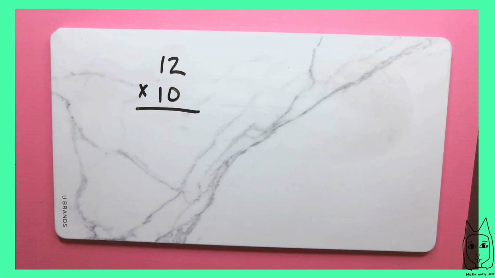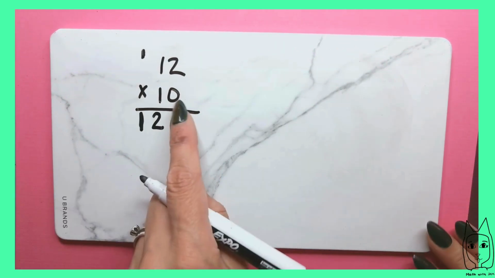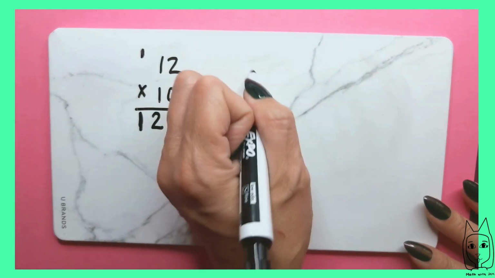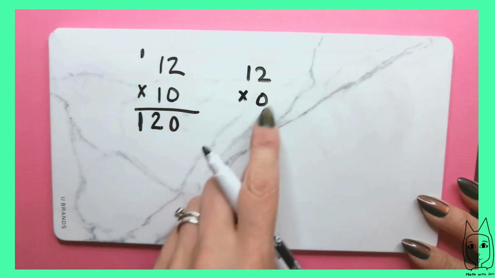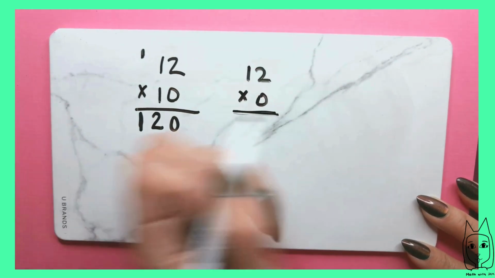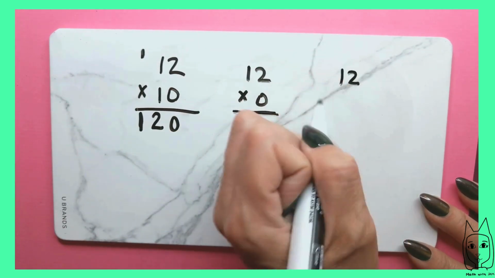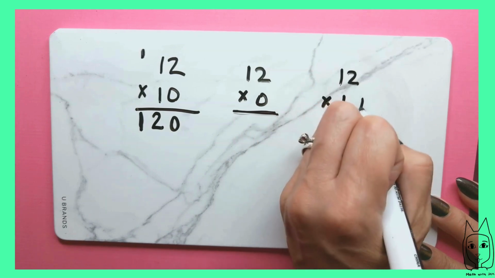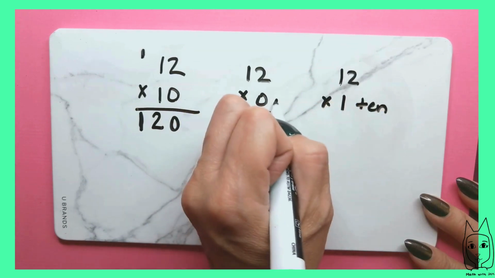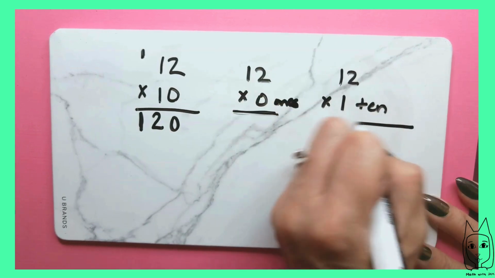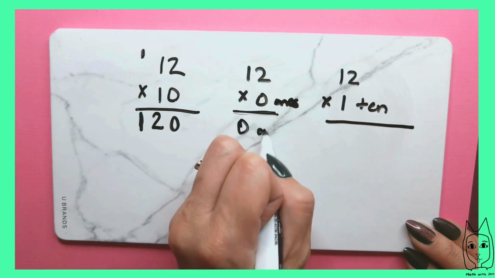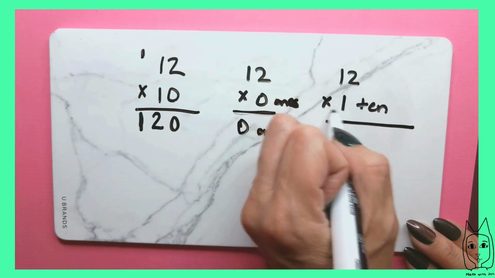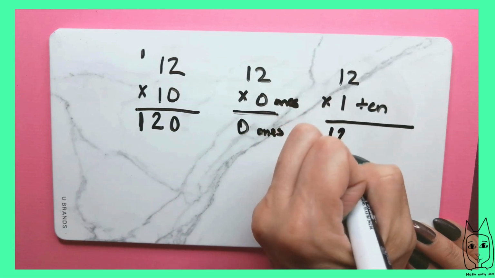Okay, here's another multiplication fact that you memorized. So we have 0 times 12. We're taking that 0 ones and multiplying it to the 12. Here I'm going to take 12 and multiply it by 1 ten. So now I still have 0 ones. I have 12 times 1 ten gives me 12 tens.